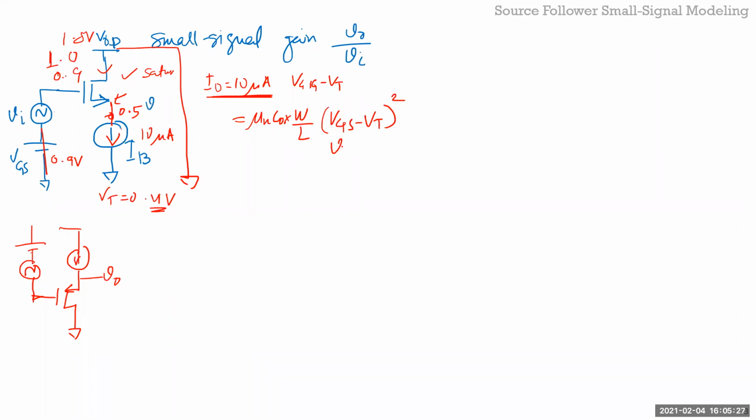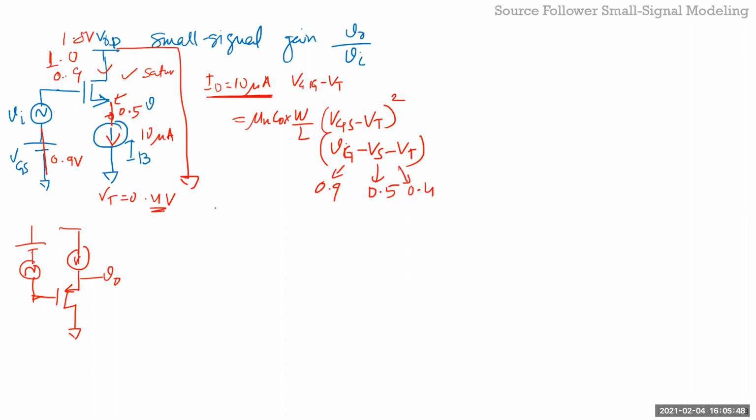Yeah, so let me write this. So this is VG minus VS minus VT. VG was 0.9, VS was 0.5, and VT was 0.4, right?